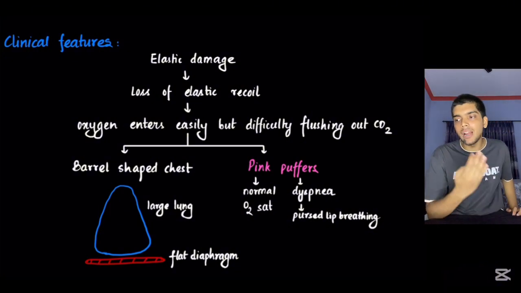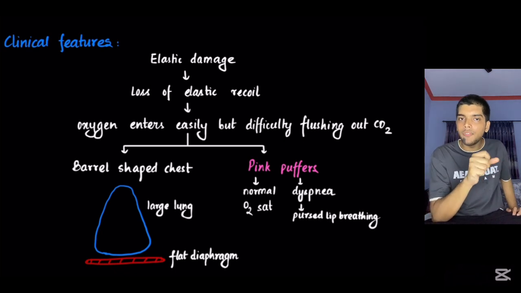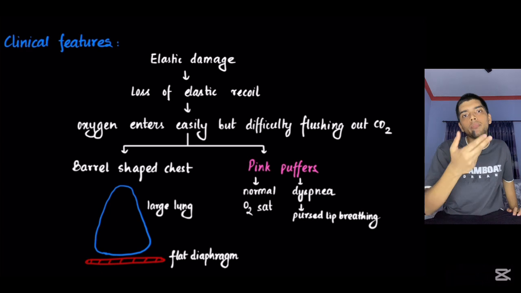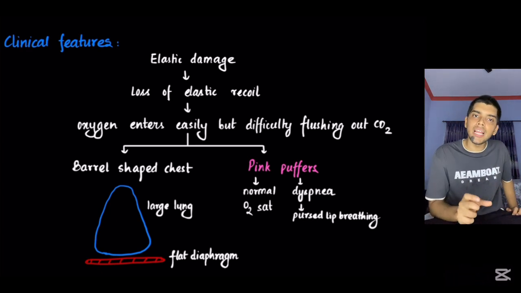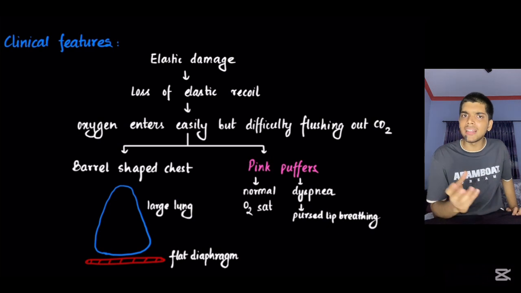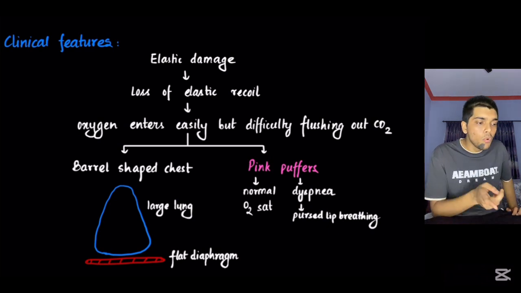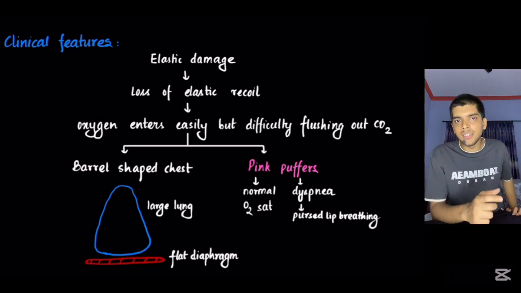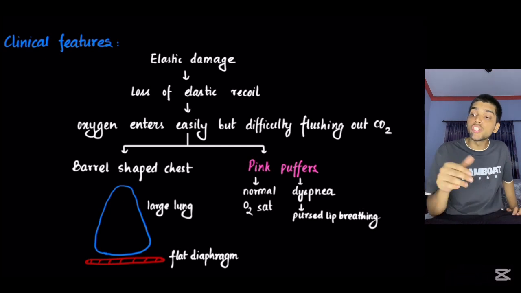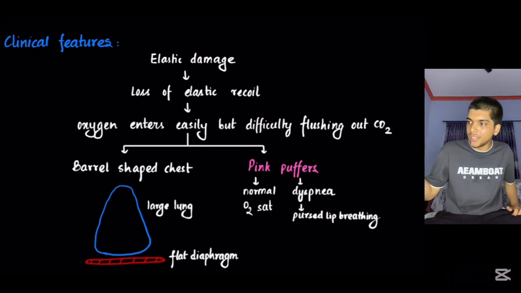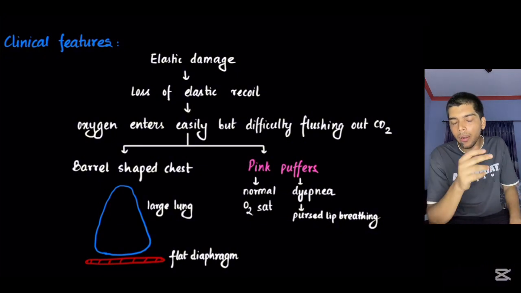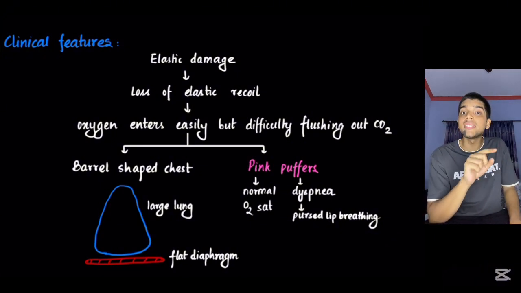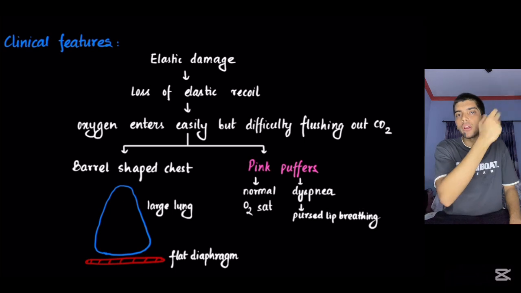Then types, there are 4 types. Centriacinar affects the respiratory bronchiole. Panacinar affects both respiratory bronchiole and alveolar duct and sac. Distal acinar affects alveolar duct and sac. Irregular has irregular involvement. Most common clinically is centriacinar. Most common histologically is irregular. Smoking causes centriacinar, affects the upper lobe.